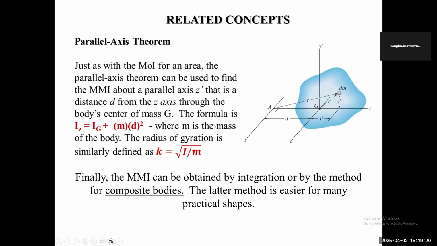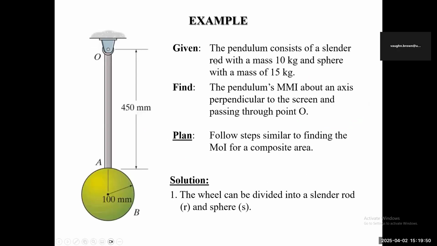Where m is the mass of the body. The radius of gyration is another engineering quantity that you need to know about. So k is equal to the radius of gyration. It is really the inertia divided by the mass, just like for area, where the inertia divided by the area gives you the radius of gyration. Finally, the mass moment of inertia can be obtained by integration or by the method of composite figures. We won't get into integration. We'll just show you the method of composite figures. We're going to spend five more minutes on this and then go over to our question.